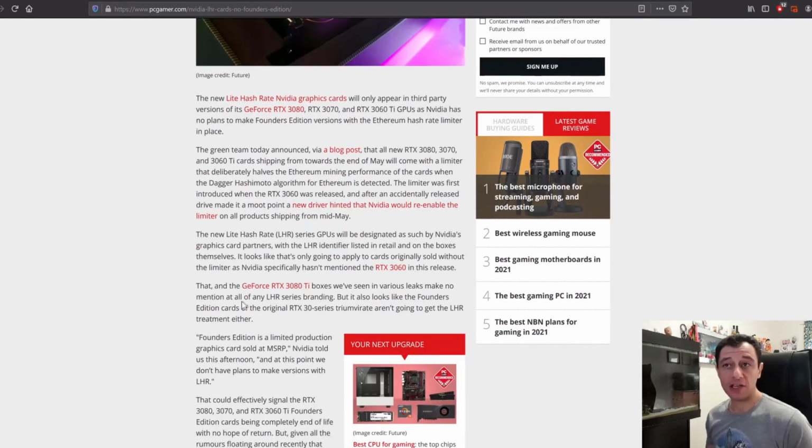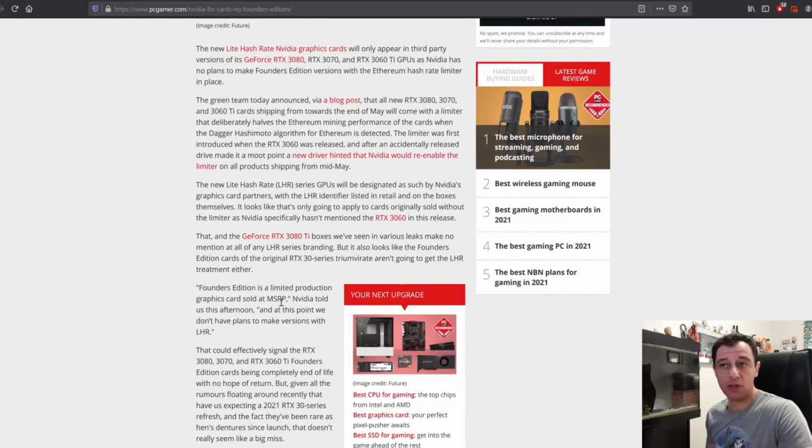Another piece of information is that the GeForce RTX 3080 Ti boxes we've seen in various leaks make no mention at all of any LHR series branding. But it also looks like the Founders Edition cards of the original RTX 30 series aren't going to get the LHR treatment either. So this is just a piece of information I wanted to share with you all.